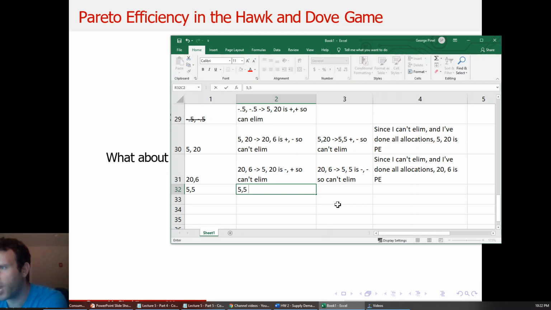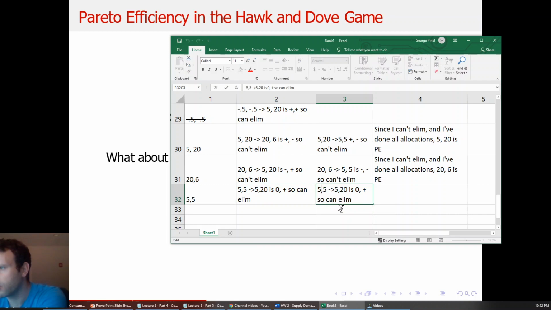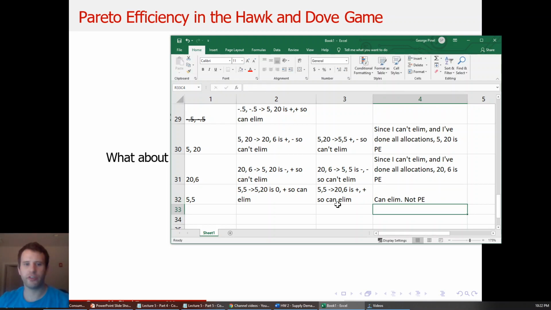Okay, what about 5 to 520? So I have a 0, right? Stankonia doesn't lose, doesn't gain. And I have a plus, Riggedy Row gains, so can elim. Okay. You don't have to take it any further, but let's say I did want to take it further. So 26 is a plus plus, so can elim. Okay, so you need to go kind of one by one, and once you eliminate something, you don't have to consider it anymore.